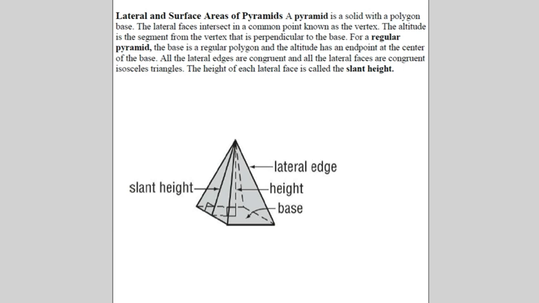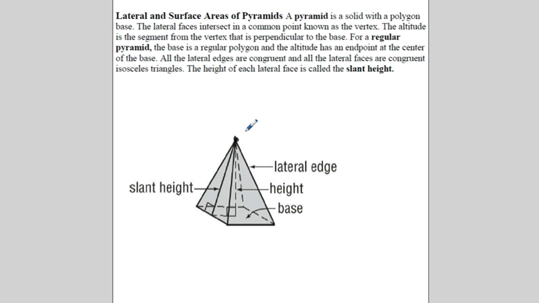Hello class, today we're going to talk about surface area of pyramids and cones. So you've got a note guide, and on the top of it, it has this paragraph about lateral and surface area of pyramids. A pyramid is a solid with a polygon base. The lateral faces intersect at a common point known as the vertex.